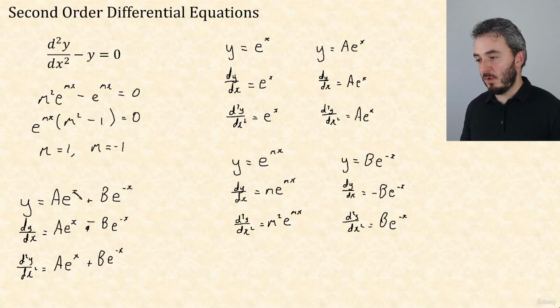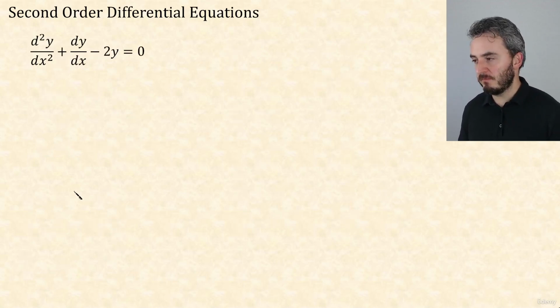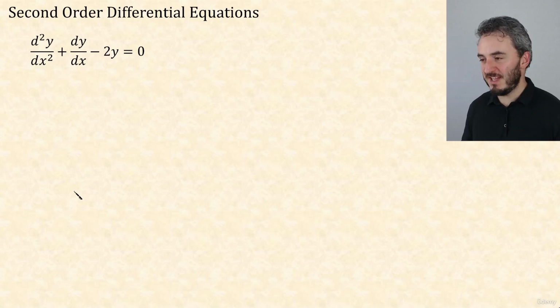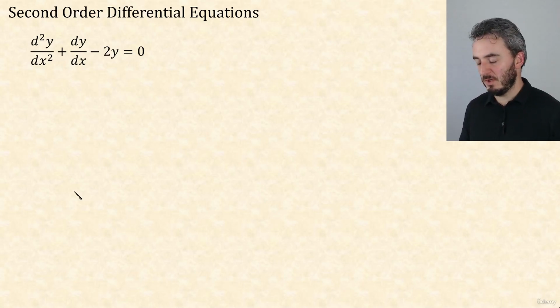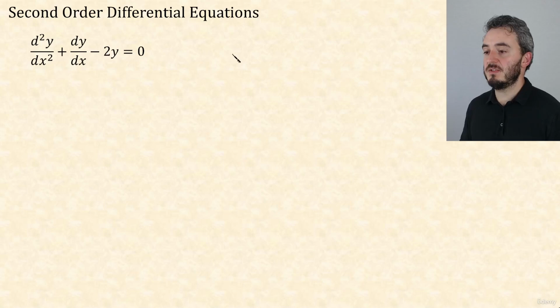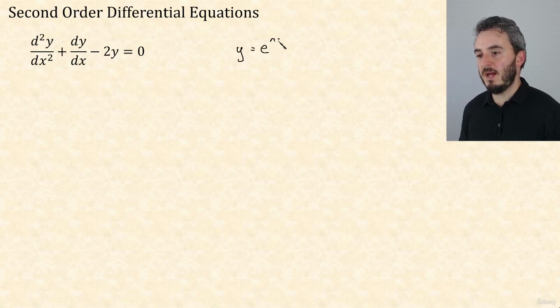Now, that's quite a long process, and it involved basically guessing. Can we do better? Well, let's see. See if you can guess a solution to this. Well, maybe you got one, maybe you didn't. Let's see if we can guess in a structured way. I'm going to guess that y equals e to the mx is a solution. So this is the same as what we did last time.